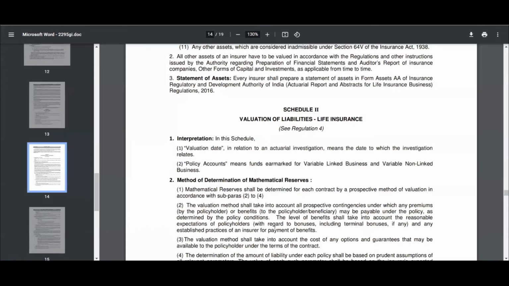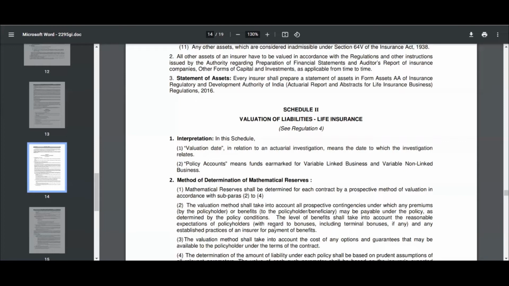terminal bonuses. The method of valuation should also consider allowance for cost of guarantees, which is regarding GN22 or all the investment portion that we have studied, stochastic modeling, etc. So cost of guarantees should be included in the reserves.